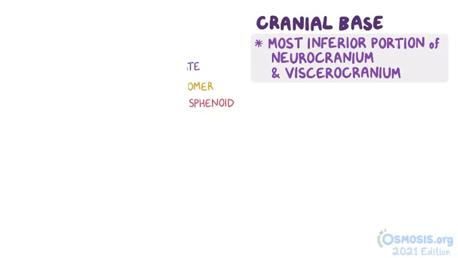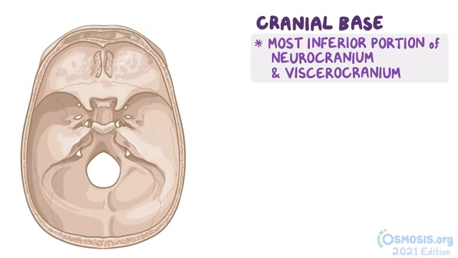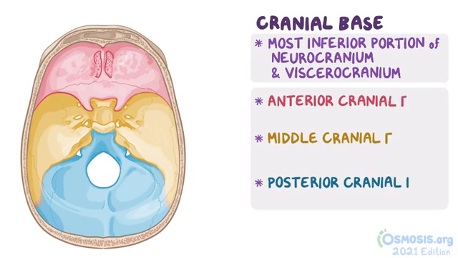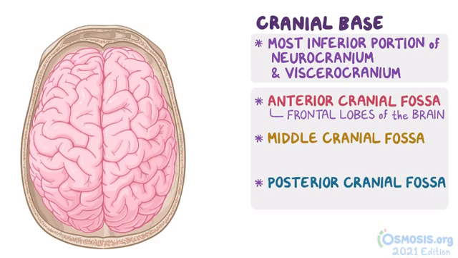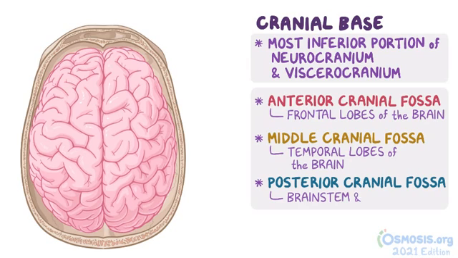From the inside, the cranial base can be divided into 3 staggered depressions, which lie at different levels. From highest to lowest, these are the anterior, middle, and posterior cranial fossa. The anterior cranial fossa houses the frontal lobes of the brain. The middle cranial fossa houses the temporal lobes of the brain. Finally, the posterior cranial fossa houses the brainstem and the cerebellum.